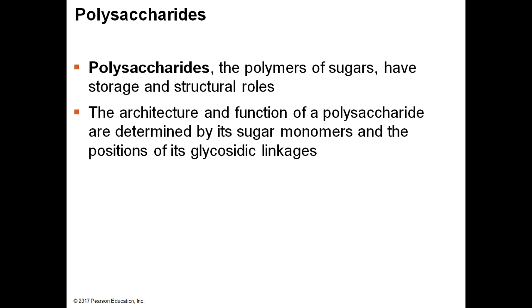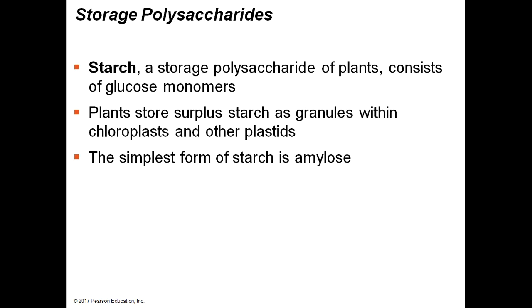Polysaccharides are the polymers of sugars, and have storage and structural roles. The architecture and function of a polysaccharide are determined by its sugar monomers and the positions of where the glycosidic linkages are. Now, for instance, starch is a storage polysaccharide of plants. It has glucose monomers. The plant stores surplus starch as granules within chloroplasts and other plastids. And the simplest form of starch is called amylose.